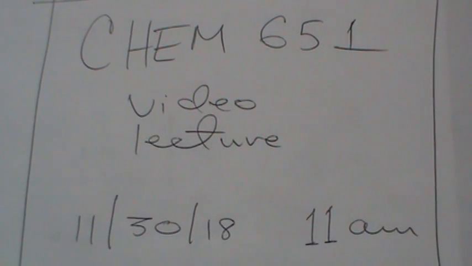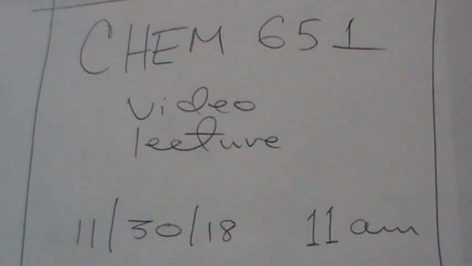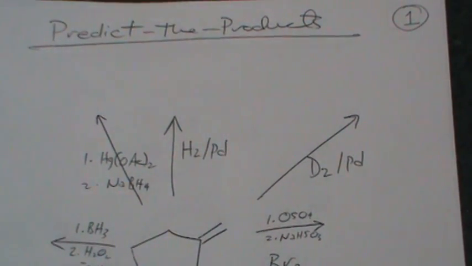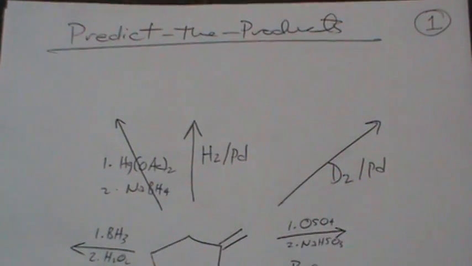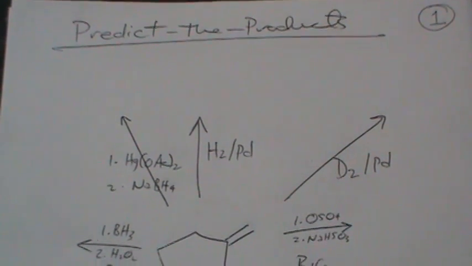Hello and welcome to this Chem 651 Organic Chemistry video lecture. As promised, we are going to be talking about predict the product and synthesis problems that relate to the reactions of alkenes. We're going to start with some predict the product problems.